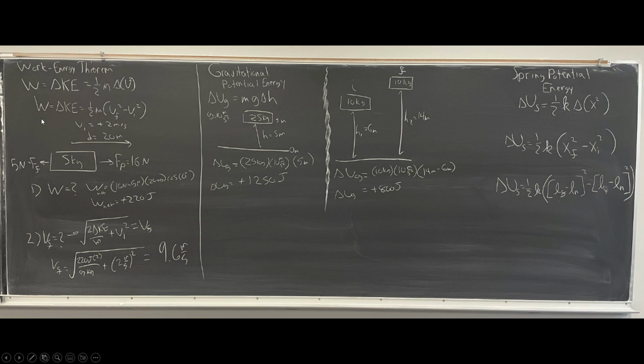Therefore, our work came out to 220. We'll replace delta KE with work. 220 joules times 2 divided by 5 kilograms. Whatever that equals, we'll add 2 meters per second, squared. Joules divided by kilograms is a meter squared per second squared. Meter per second squared is still meters squared per second squared. Once we take the square root, that turns it back into meters per second, and that will give us 9.6 meters per second as our final velocity.